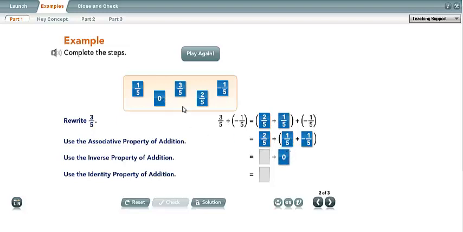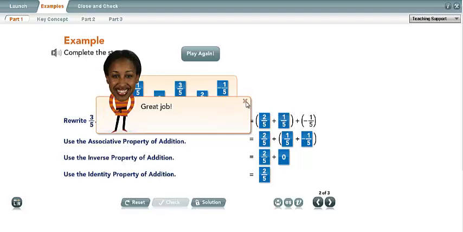Now, this just comes straight down, 2/5. Now, when I'm adding 2/5 to 0, the identity property of addition says any number that's added to 0 remains the same, because 0 doesn't change it, and you already knew that. So let's check.